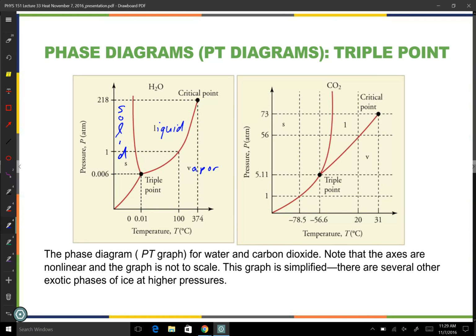Now, some people have different definitions for vapor versus gas. I'm not going to go grind any axes on this. But vapor or gas means that it fills the space. It's not bound together.